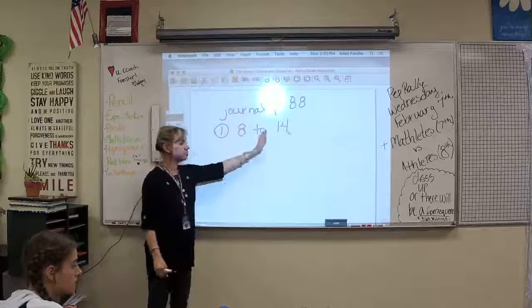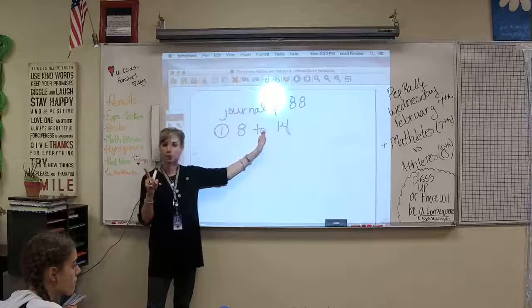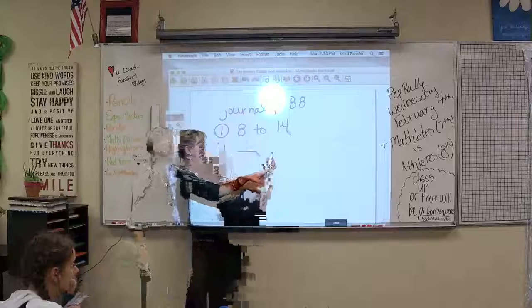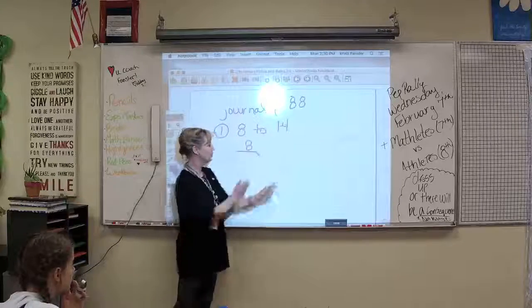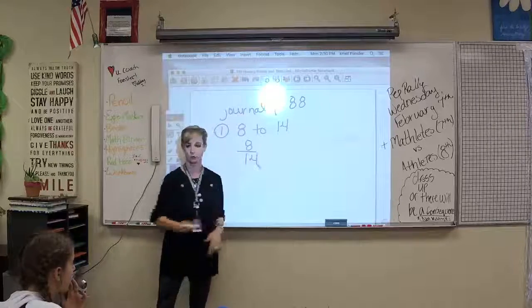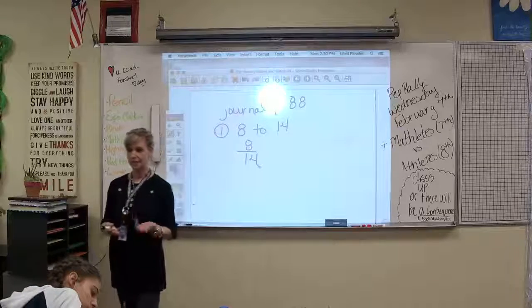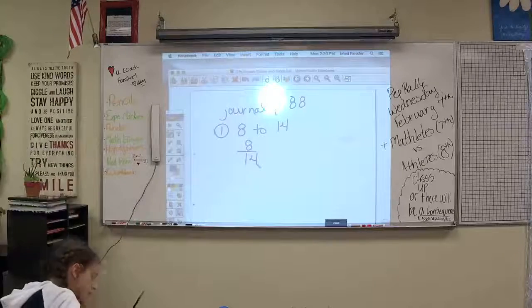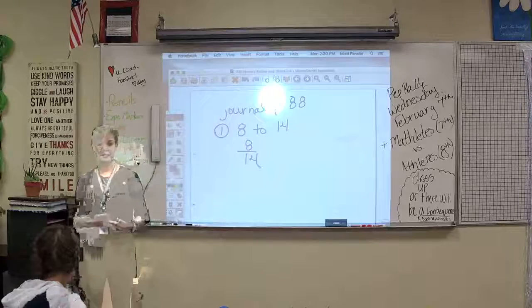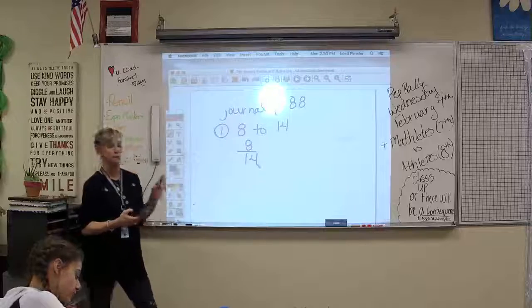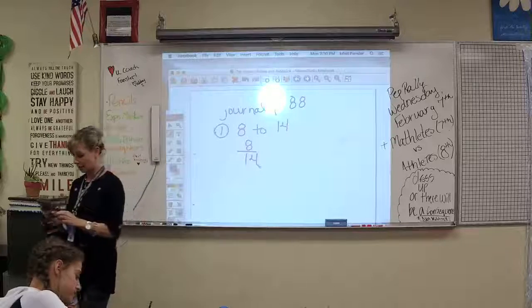The number in front of the word "to" is always your top term, or what we would consider a numerator in fraction form. Then what's after the word "to" is your bottom term, or in fraction form, the denominator. It wants us to simplify this, doesn't it? What's the biggest factor 8 and 14 share?